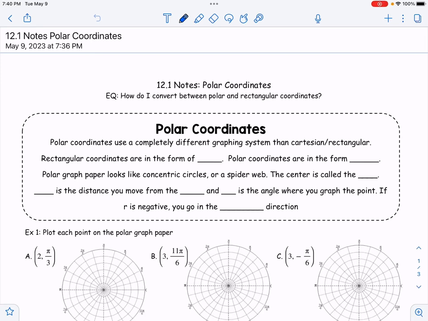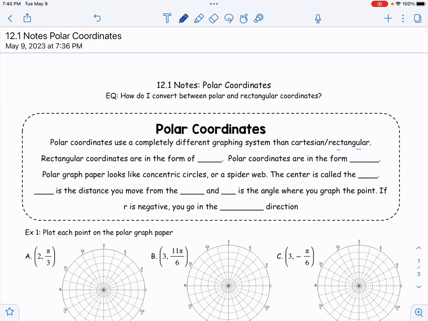Today's lesson is polar coordinates, okay? Our whole objective today is to convert between polar coordinates and rectangular coordinates, go back and forth. All right, well, first place you need to know what a polar coordinate is. Polar coordinates use a completely different graphing system than the Cartesian rectangular. That's what you usually use.